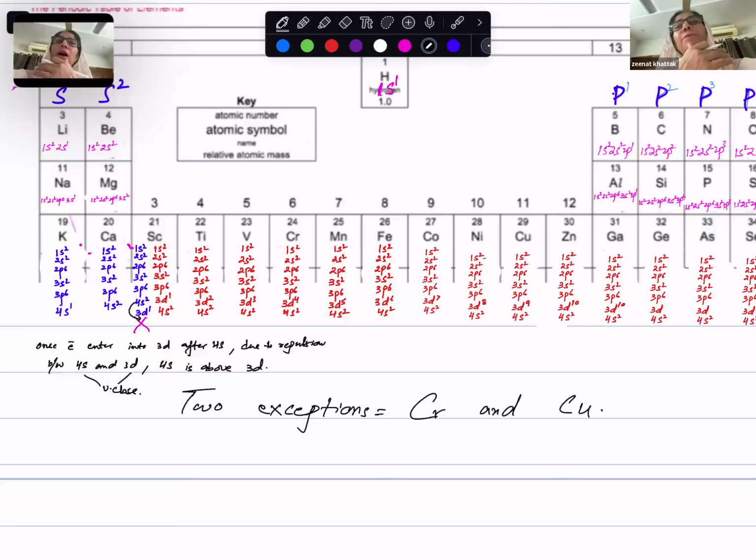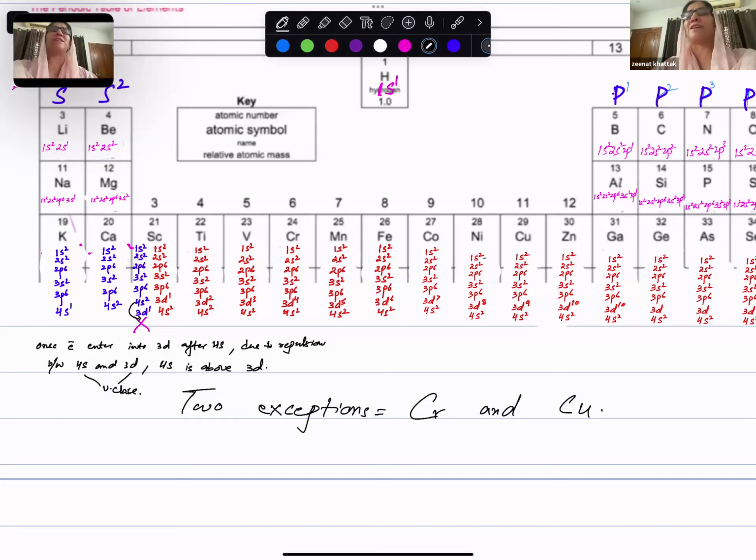You only need to know that chromium and copper are like this. You should know the configuration, and why it is so, like this detail, stability and all, is not in the course. They are not going to ask you, right? You just must know that they are more stable in this way. The explanation that we have given is correct, but this is not part of the syllabus. We have to just study them as an exception.